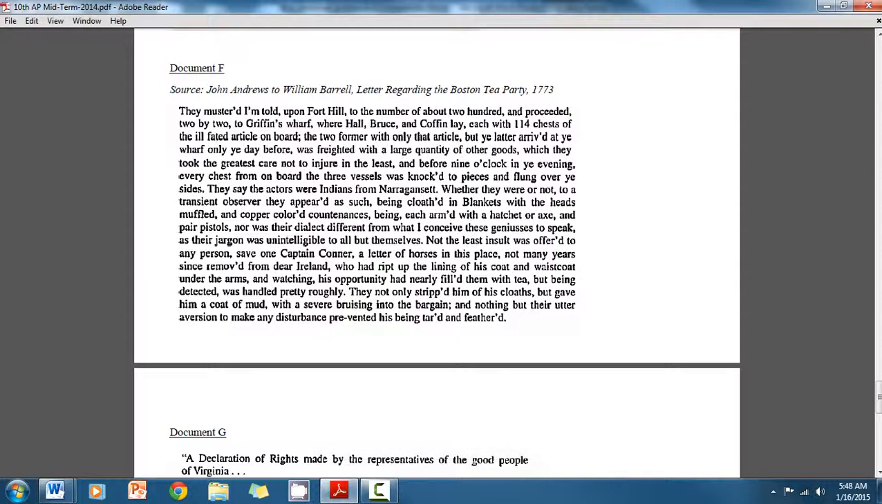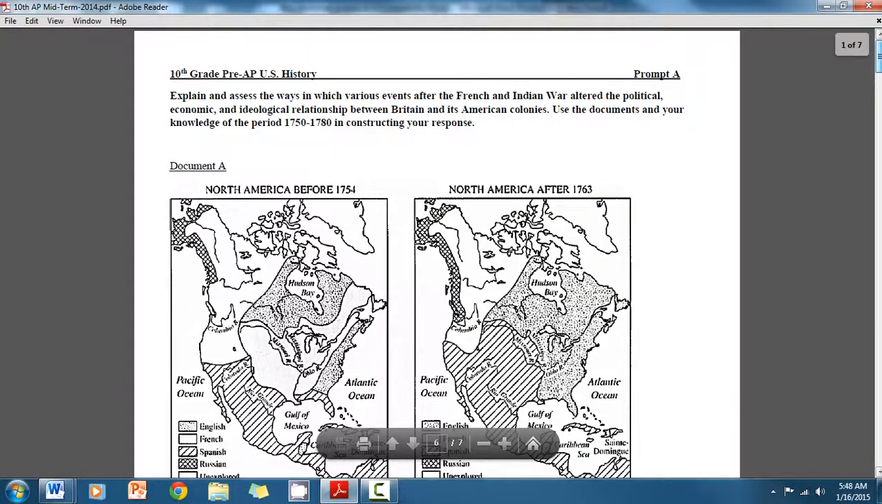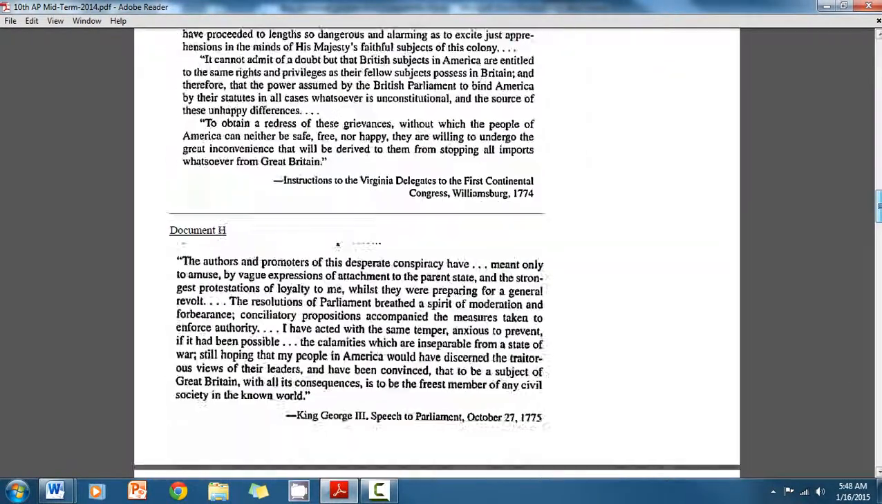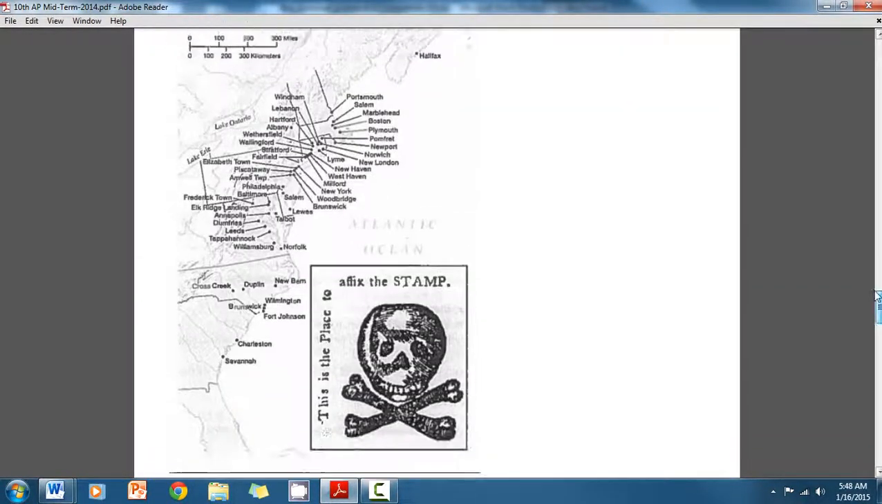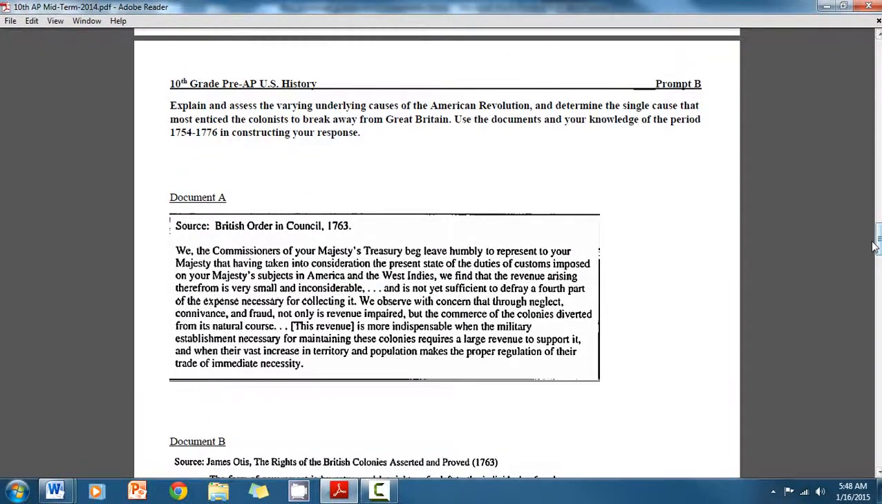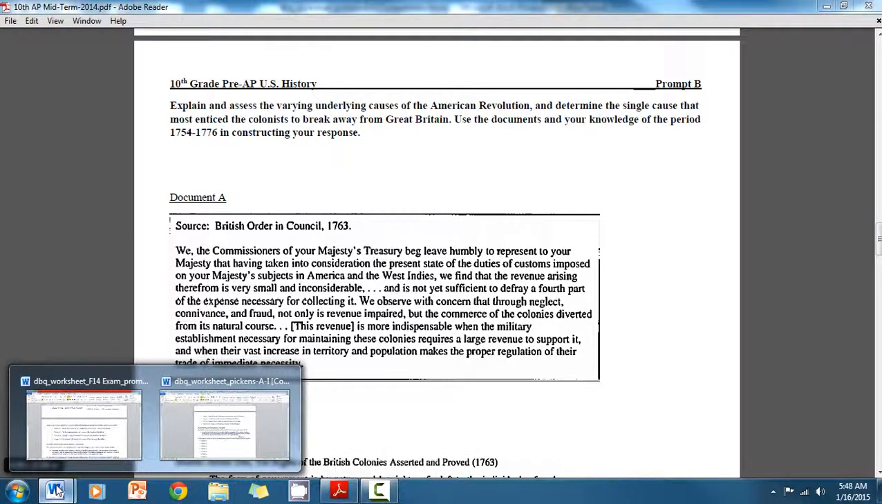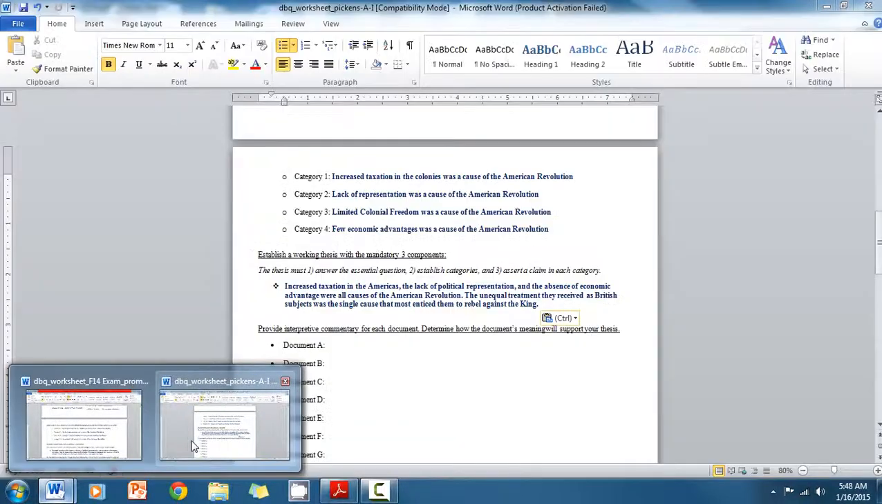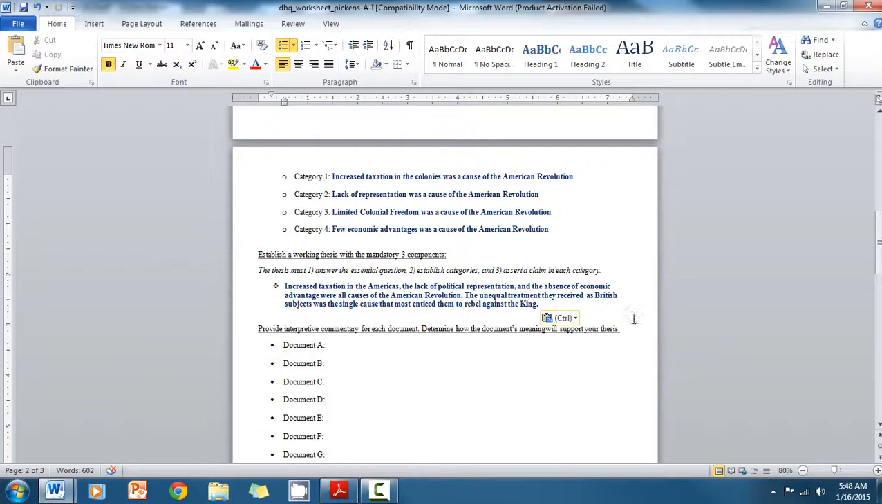The prompt, hold on one second. The prompt asked to explain and assess, oh no, that's not our prompt. This prompt asked to explain and assess the varying underlying causes of the American Revolution and determine the single cause that most enticed the colonists to break away from Great Britain. Use the documents and your knowledge of the period 1754 to 1776 in constructing your response.